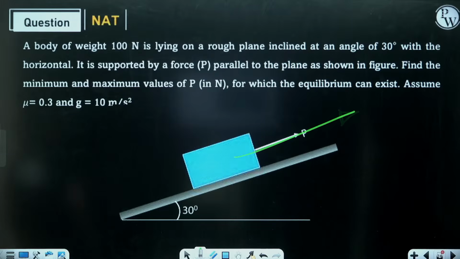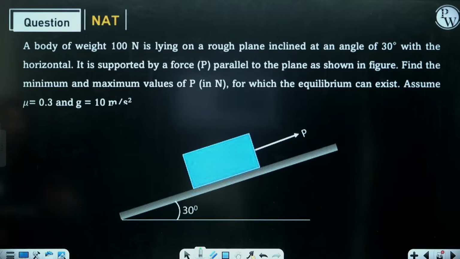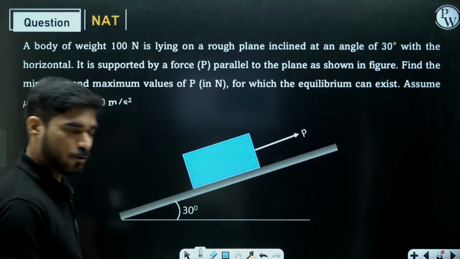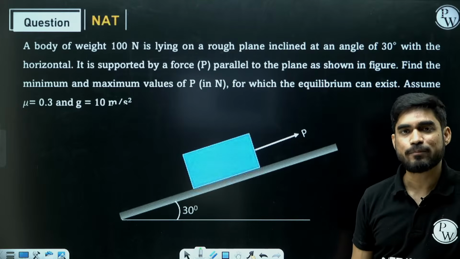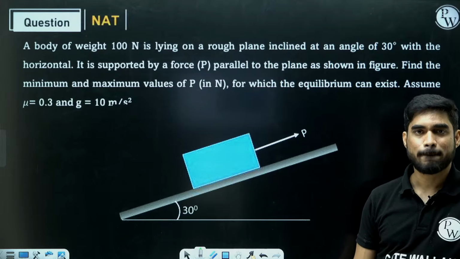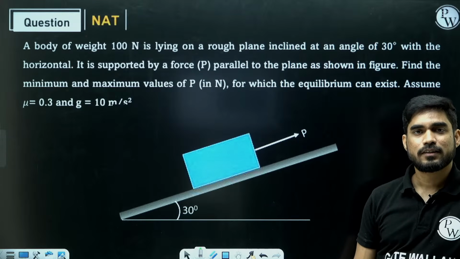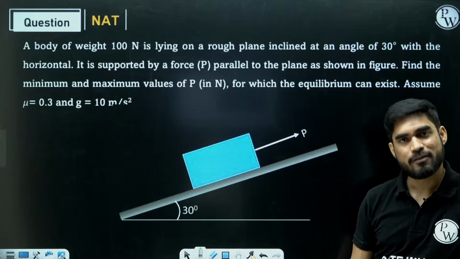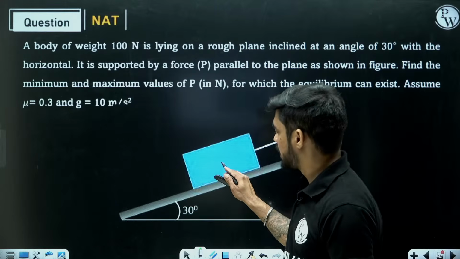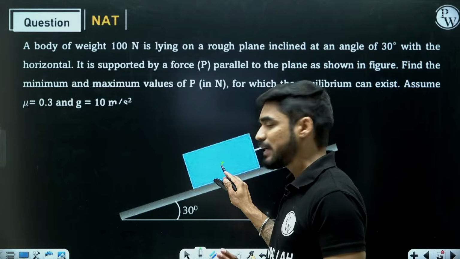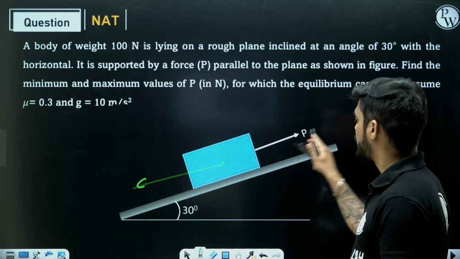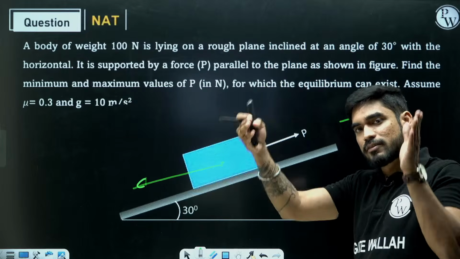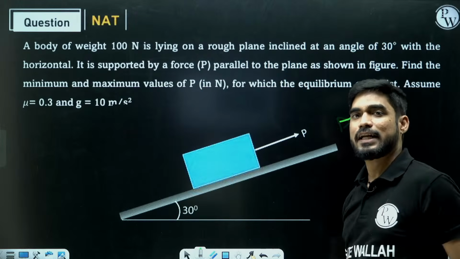I hope that you understand the concept of minimum and maximum value of P. If you apply less than P minimum, it will go down. If you apply more than P maximum, it will go up. Between these two values, it will remain in equilibrium.